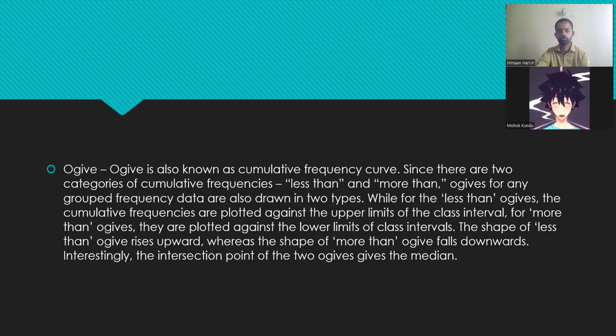For the less than ogives, the cumulative frequencies are plotted against the upper limits of the class interval. For more than ogives, they are plotted against the lower limits of class intervals. The shape of the less than ogive rises upward, whereas the shape of the more than ogive falls downwards. Interestingly, the intersection point of the two ogives gives the median.